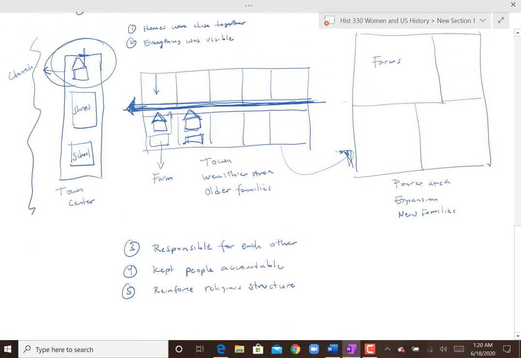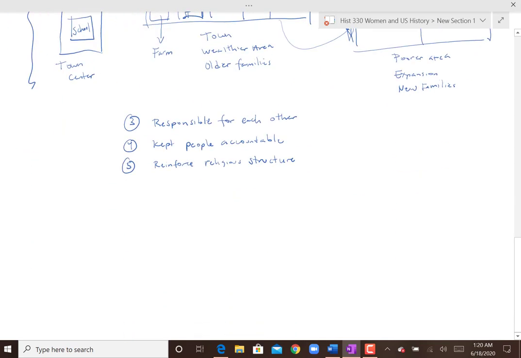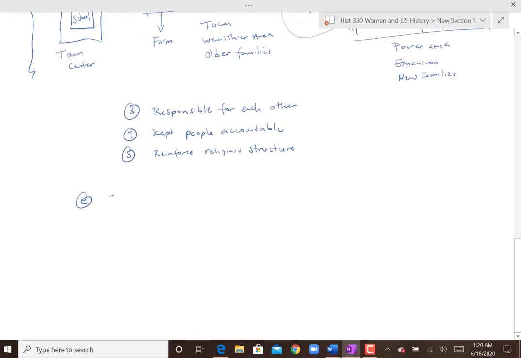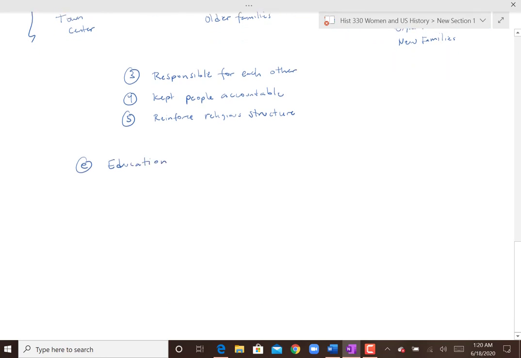Well, one of the things that was important to it was education. And this was unique because in the Chesapeake, women were largely illiterate and not educated. But in Puritan society, education was very important. And the reason for that had to do with the Bible. There was an expectation with the Protestant Reformation and any of the subsets that connected to it that you needed to read the Bible.